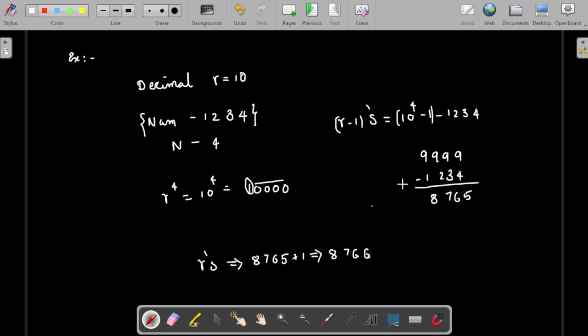In the next class, let's start with how to find the R's complement for binary, and the importance of complements and how we can make use of those in subtraction, multiplication and those things. We can discuss these in detail from our next class.